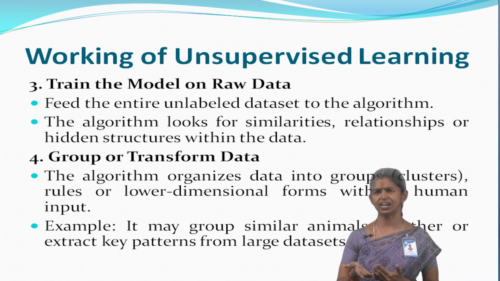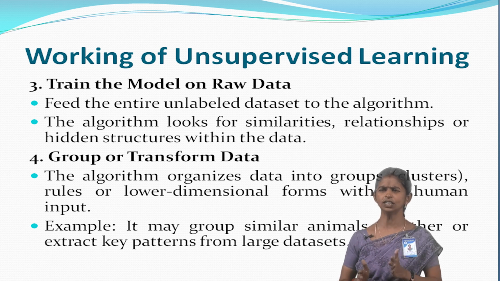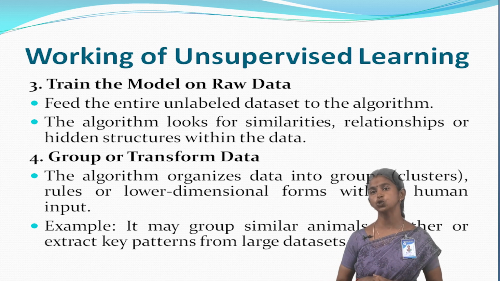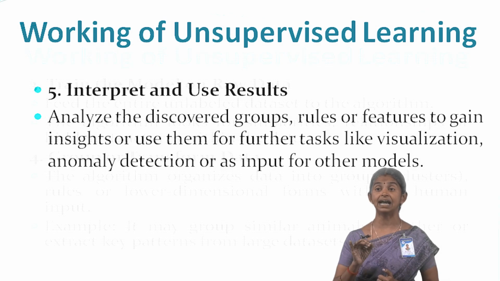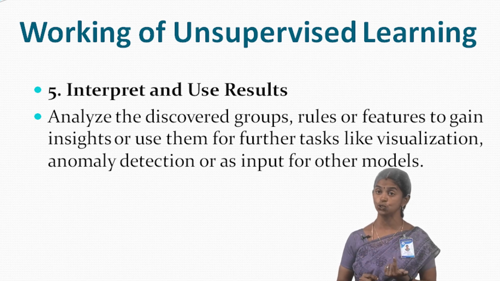Another step is training the model on raw data. Feed the entire unlabeled dataset to the algorithm. The algorithm looks for similarity, relationships, or hidden structures within the data. Another step is to group or transform data. The algorithm organizes data into groups, that is clusters, rules, or lower-dimensional forms without human input. For example, it may group similar animals together or extract key patterns from large datasets. Another step is to interpret and use results. That is, it analyzes the discovered groups, rules, or features to gain insight or use them for further tasks like visualization, anomaly detection, or as input for other models.